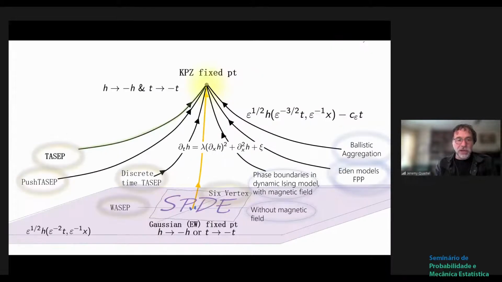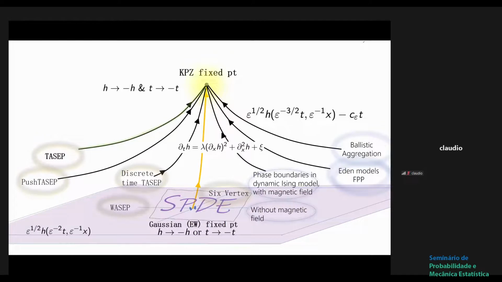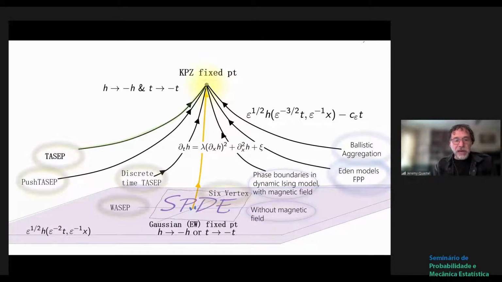Yeah, okay. So if you look on the picture, you see there's another fixed point. What's this called? Edwards-Wilkinson fixed point, down at the bottom in this pink slab. Okay, so the universe actually has 2 fixed points, and the Edwards-Wilkinson fixed point is just the KPZ equation without a nonlinearity. So it's just the physicist's name for the stochastic heat equation.